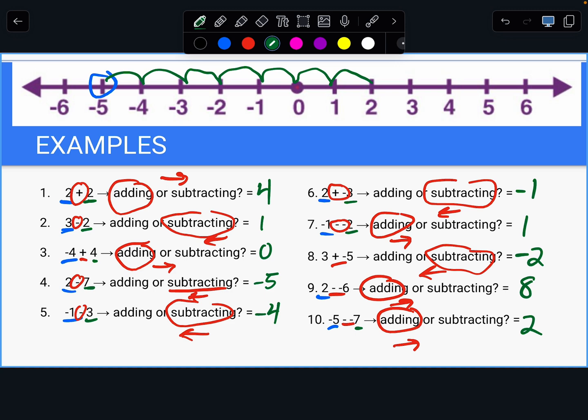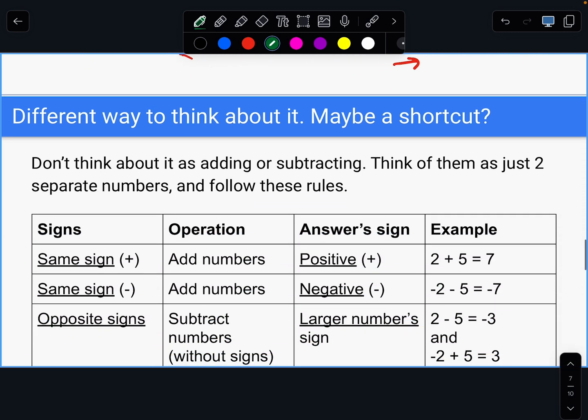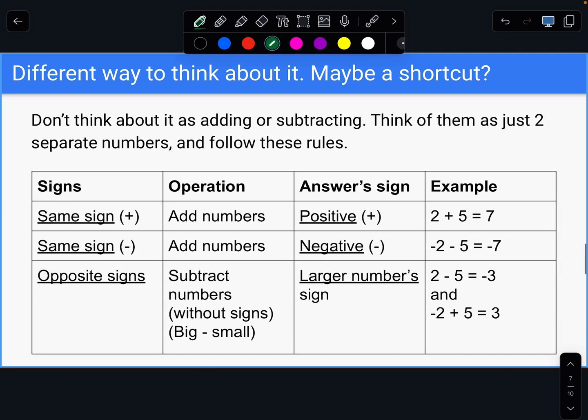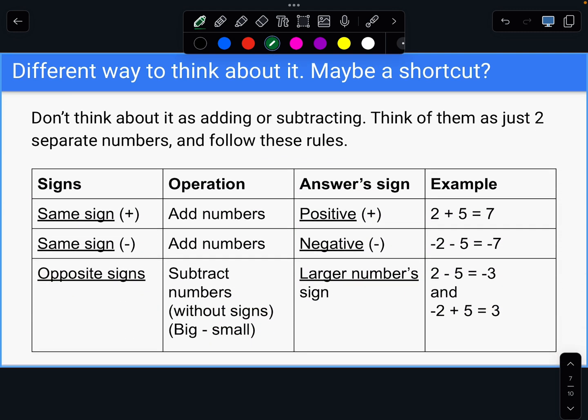All right, so those are our examples using the number line. And again, in my opinion, the number line, just simply going left, simply going right, is going to be the easiest way to add or subtract positives and negatives. Okay, now perhaps you've been taught this way. I was never taught this way, but I know that it's a popular thing now. For some people it might be a shortcut.